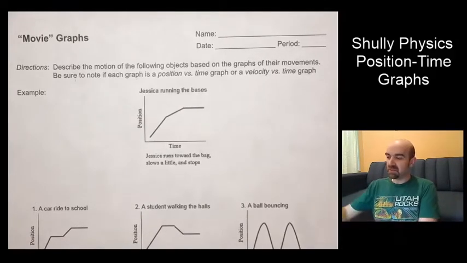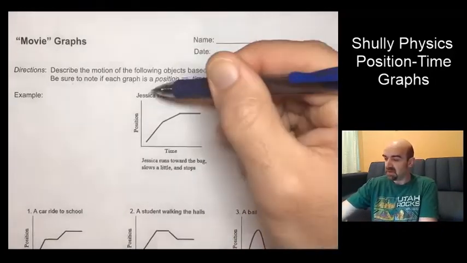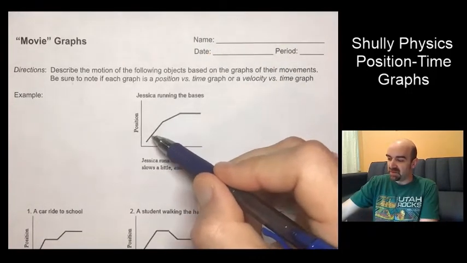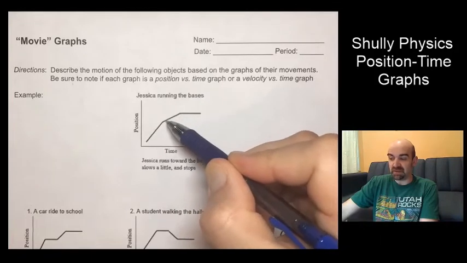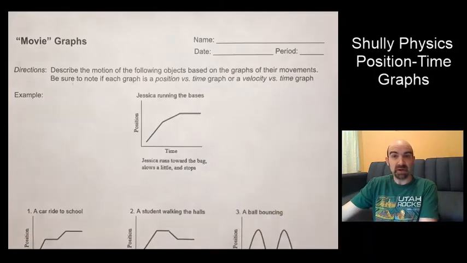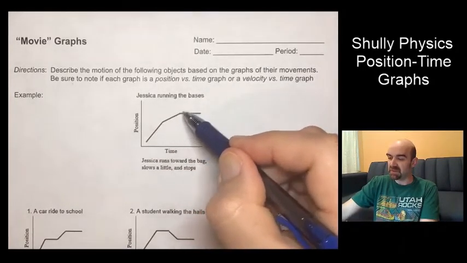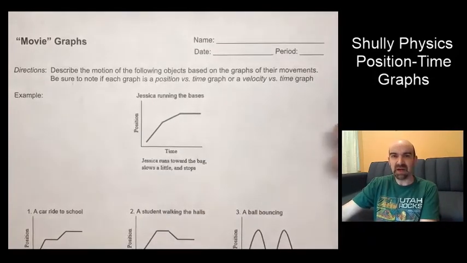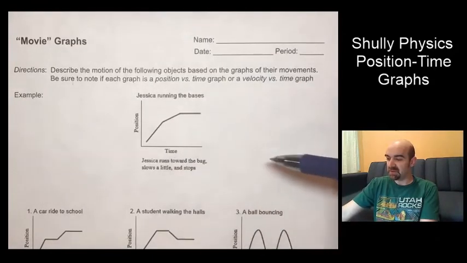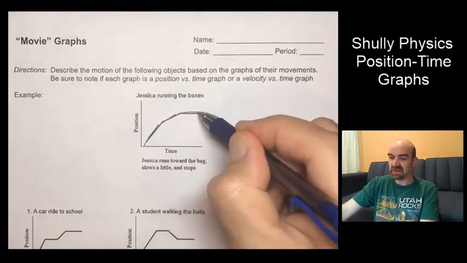So if we give a label to a graph, then we can make a movie out of it, a little scene. So Jessica running the bases. So this is a position time graph, so we see a constant positive velocity and then a constant positive velocity, but the slope is less. And we see an at-rest kind of motion. So how can we interpret that? Well, she's running the bases. She must be running fast and then slows a little and then stops. Why might she stop? Well, if she's running the bases, she might stop on one of the bases. So I have Jessica runs toward the bag, slows a little, and stops. Here's her running. She slows and she stops.